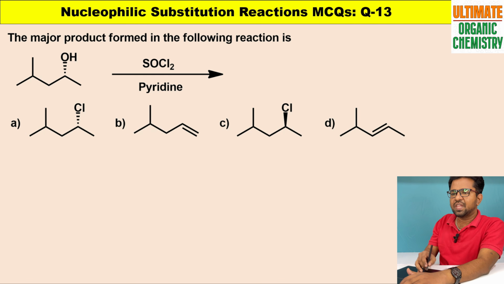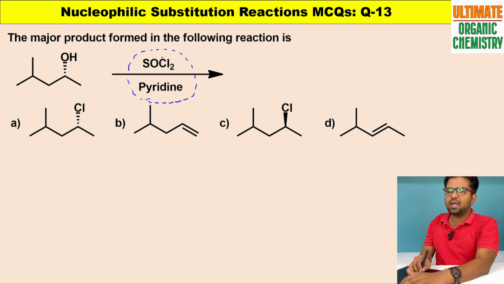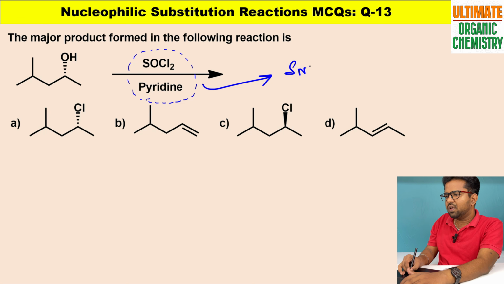Question number 13. This chiral alcohol is treated with thionyl chloride along with pyridine. I have already explained in the previous video, when you treat an alcohol with thionyl chloride and pyridine, you will get alkyl halide only. But the reaction undergoes via SN2 mechanism, and the configuration of the product will be inversion of configuration.